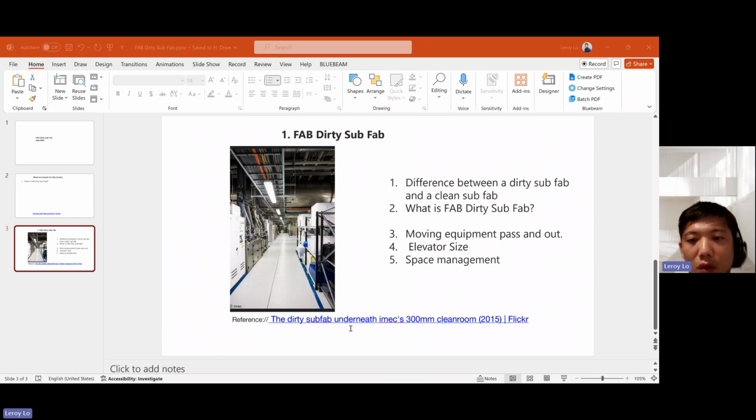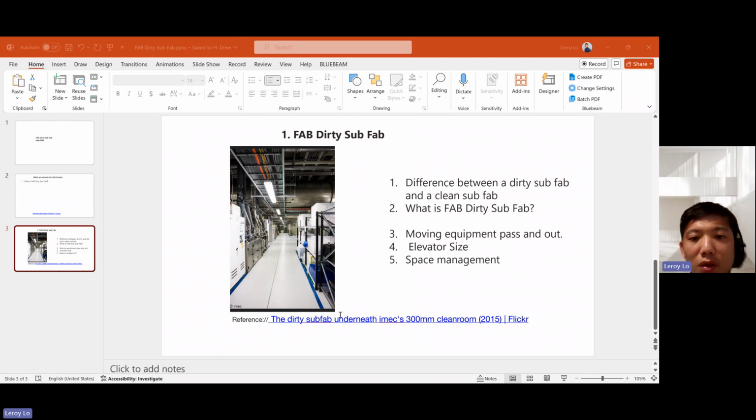So it is still a semi-clean environment. You will still have some clean room protocol to follow in the clean sub fab, sometimes harnesses and booties, sometimes a suit, depending on the level of the clean room. But in these areas, the dirty sub fab has a more industrial feeling. A lot of times it's building support, not just a variety of tools.